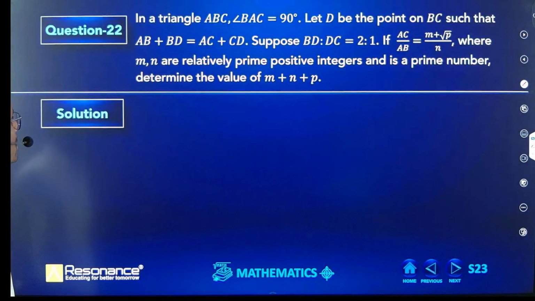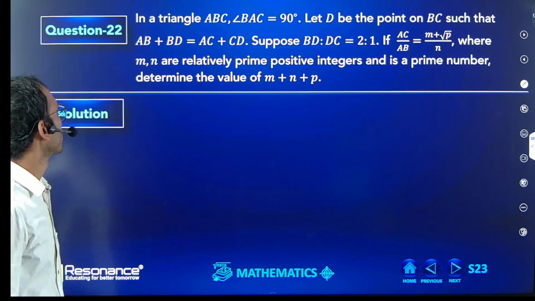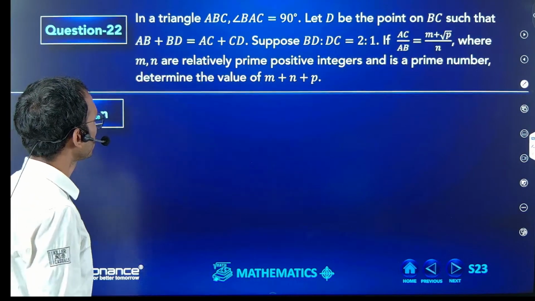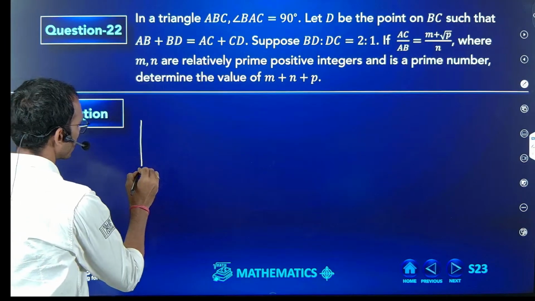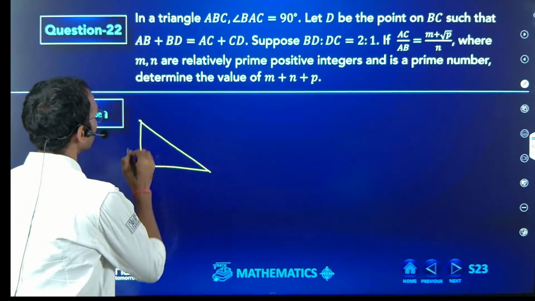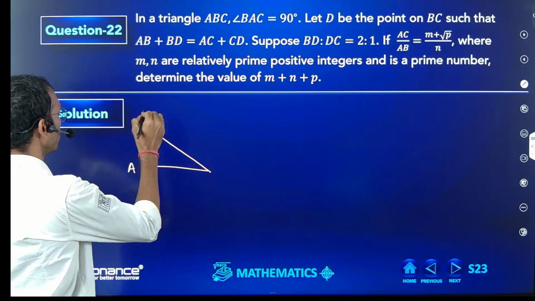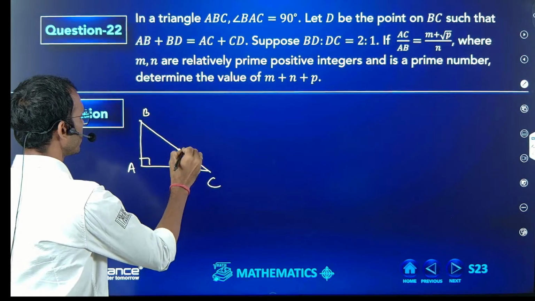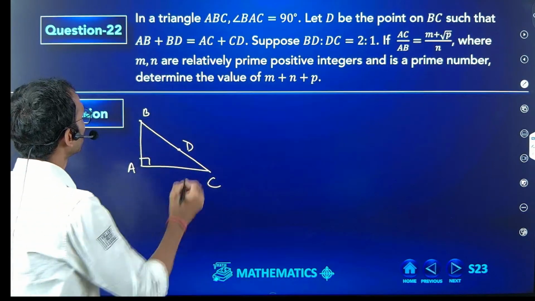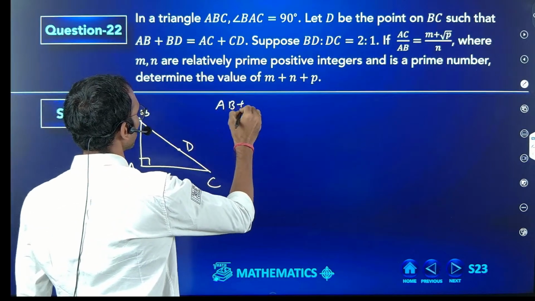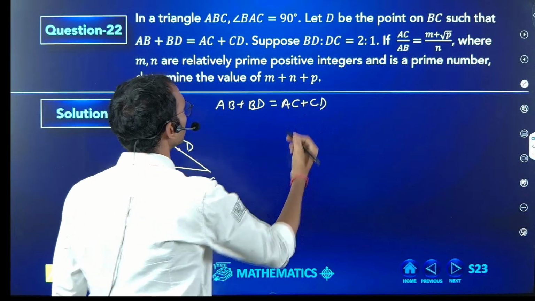Next question is, in triangle ABC, angle BAC is 90 degrees and D is a point on BC, such that AB plus BD equals AC plus CD. Okay, so consider a right angle triangle ABC, right? Let's say angle BAC is 90 degrees. Let's say this angle is A, B, and C, and D is a point on BC, such that AB plus BD equals AC plus CD, right?